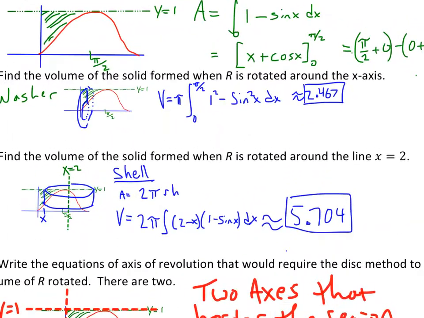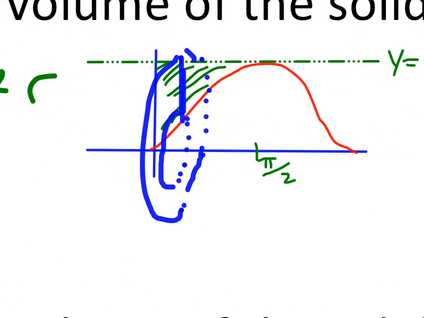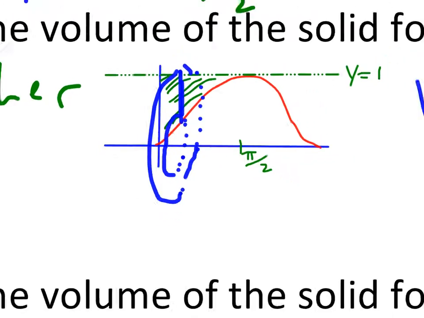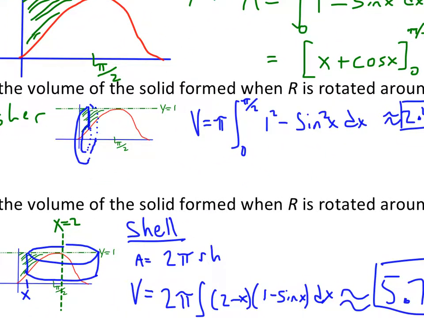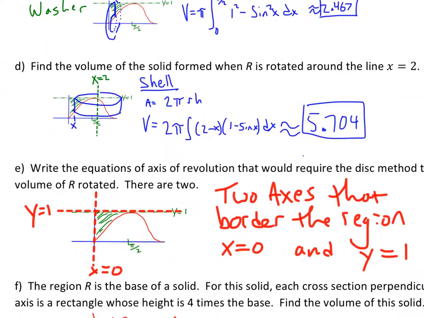To find the volume of the solid when we rotate around the x-axis, we're going to get the washer method. Take one rectangle, spin it around, and you get a washer. The big radius is going to be 1, and the little radius is going to be the sine of x. So we have 1 squared minus sine x squared. Watch out for this: the washer method is big R squared minus little r squared, and it's pi times that. That gives 2.467.